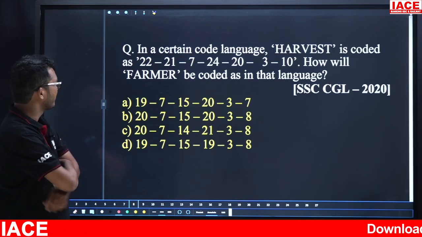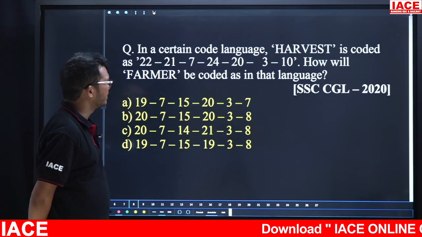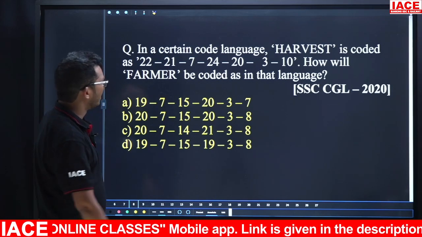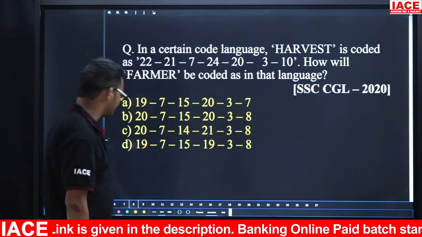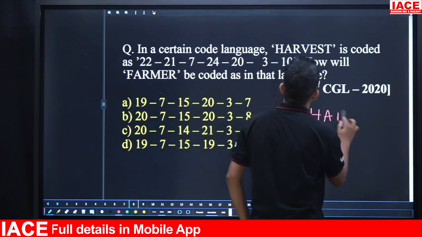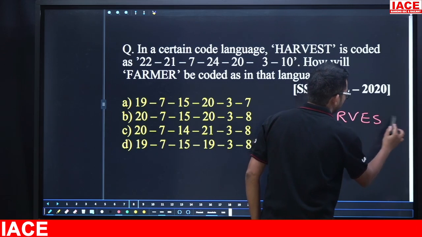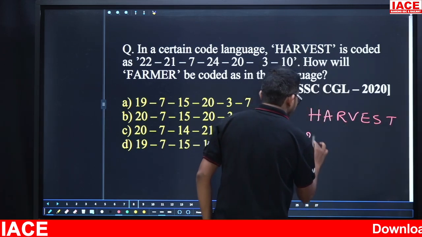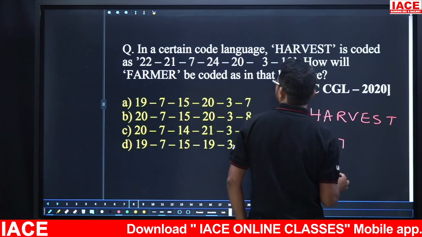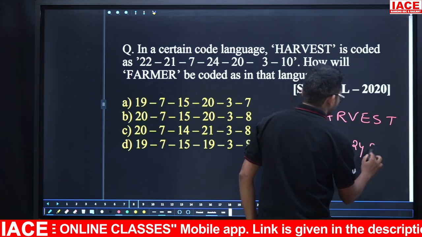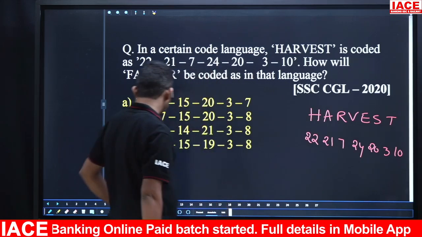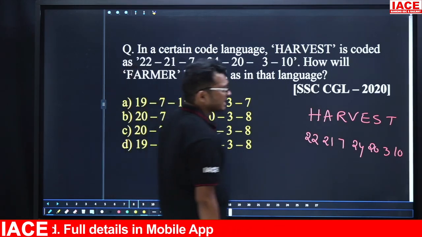Yes, now take your given one. In a certain code language, HARVEST is coded as 22, 21, 7, 24, 20, 3, 10. How will FARMER be coded as? Friends, once take your given one: HARVEST is coded as 22, 21, 7, 24, 20, 3, 10. Friends, if you observe, the last letter is T.